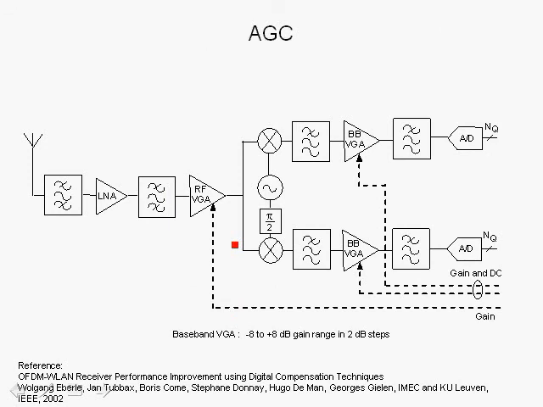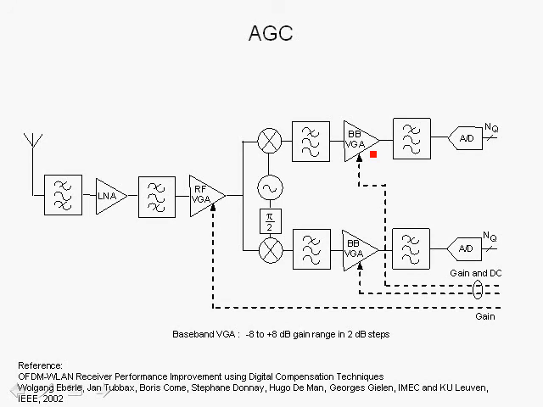This is a more simplified diagram adapted from the previous diagram. One of the things we want to focus on are the baseband variable gain amplifiers for the I and Q channels, and also there is a variable gain amplifier in the RF stage. The variable gain amplifier in the RF stage has a separate control signal for the AGC than the baseband variable gain amplifiers.